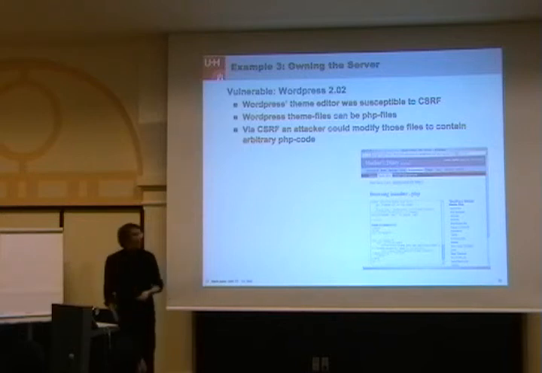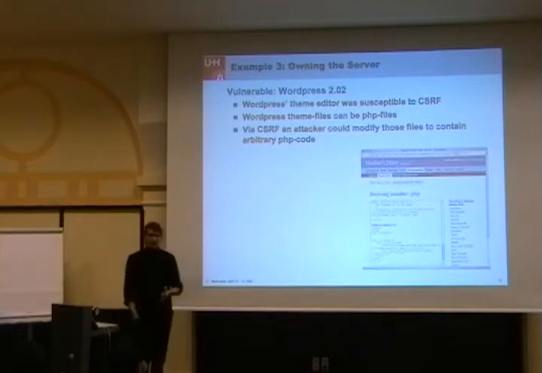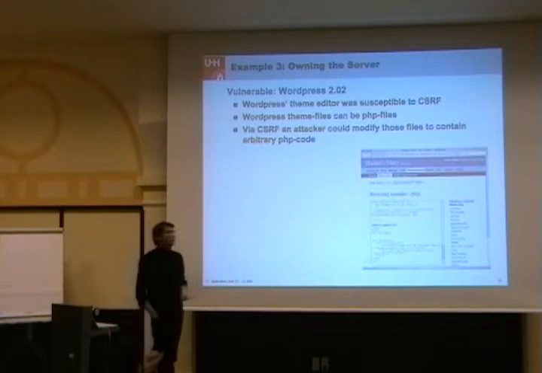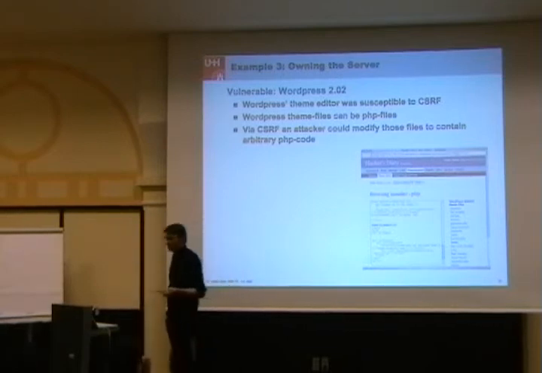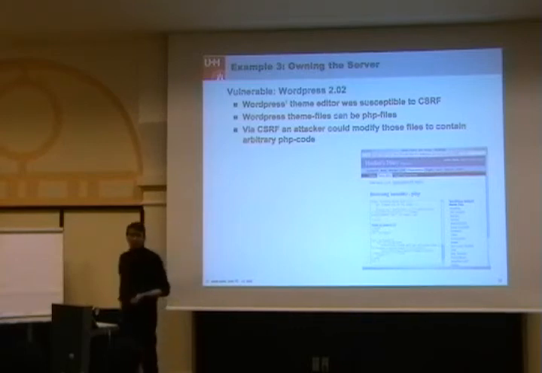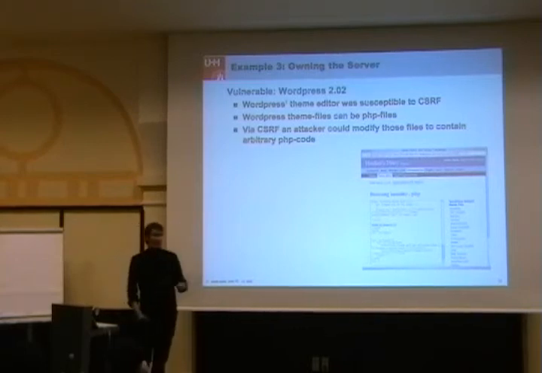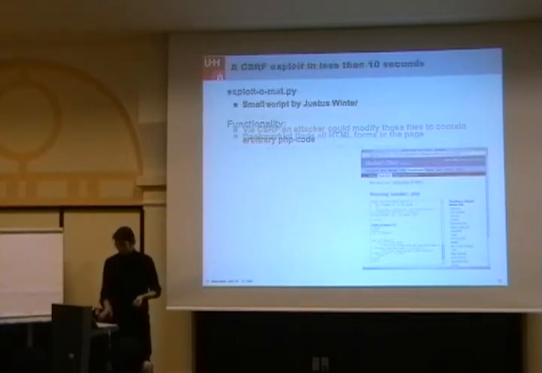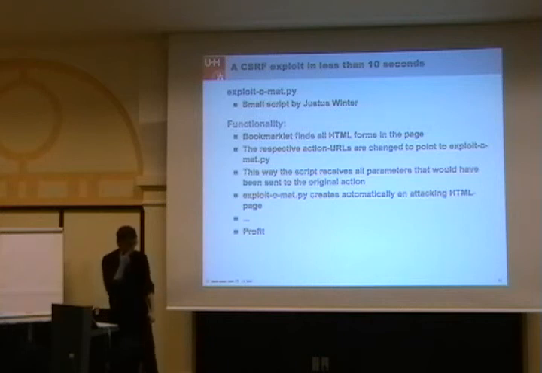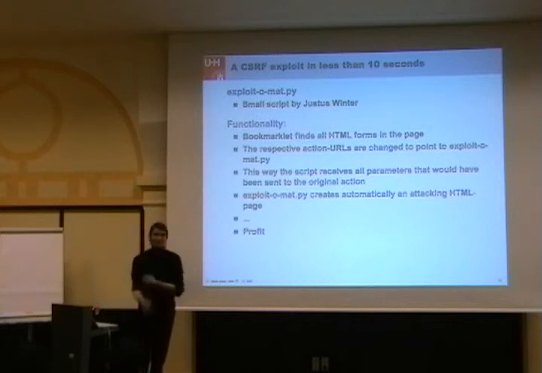So with one single cross-site request forgery attack, the attacker was able to insert arbitrary PHP code into the weblog, and therefore owning at least the web server as far as the rights of the web server user goes. So that was also a fun exploit. And doing cross-site request forgery is really, really easy, and I will convince you.